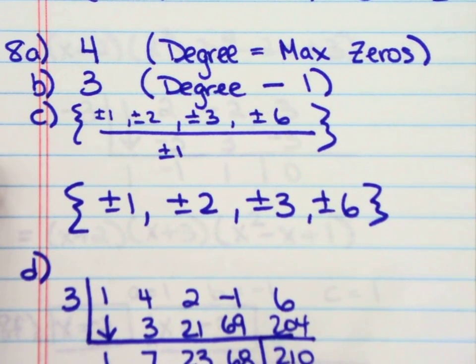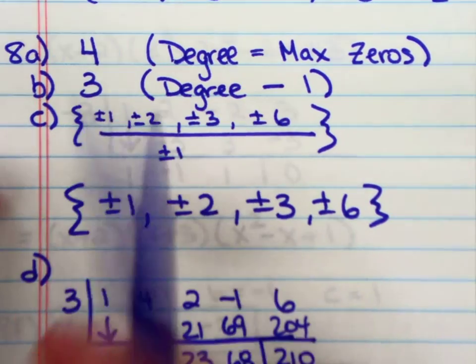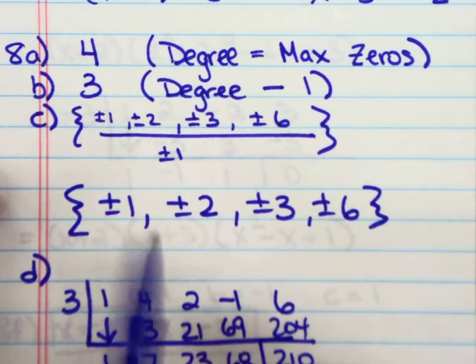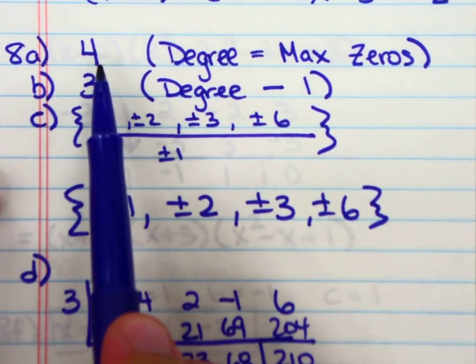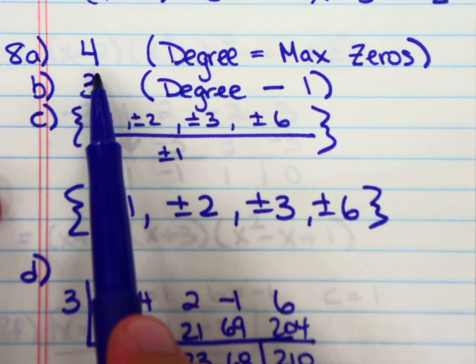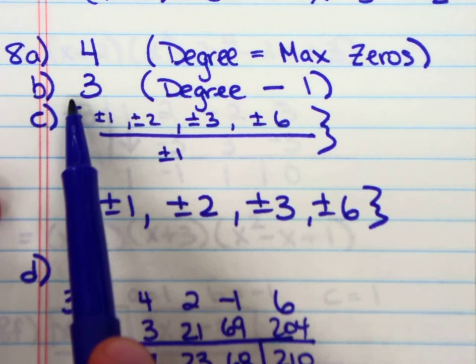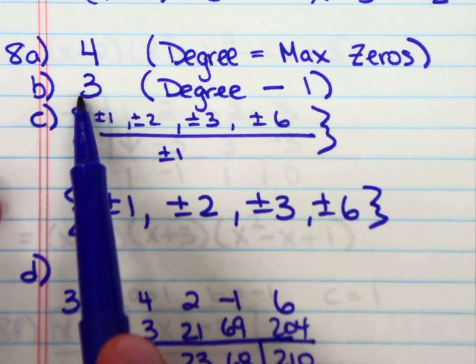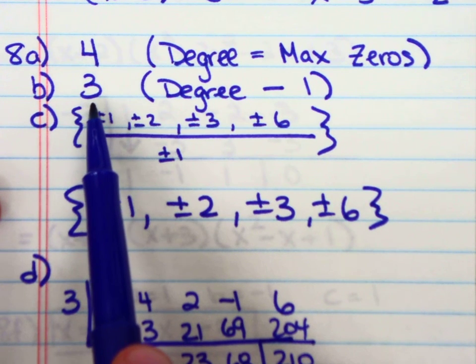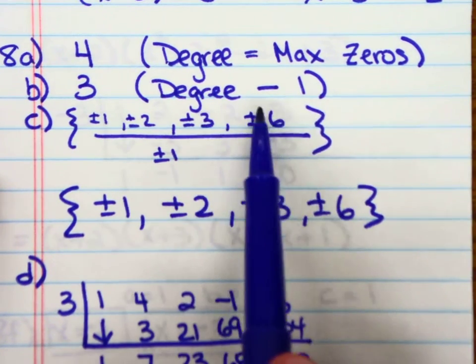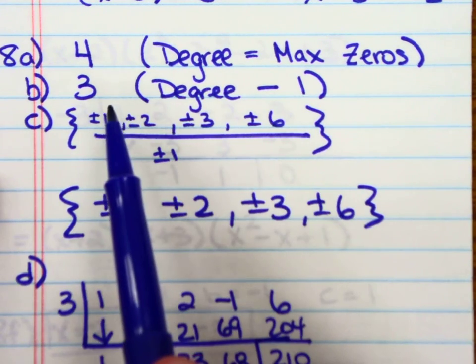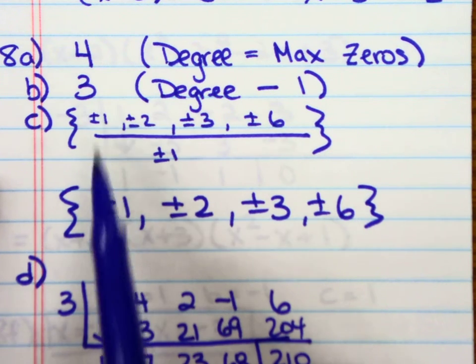Keep on moving. 8a. For 8a, it says what the maximum number of zeros. The maximum number of zeros is equal to the degree, and since this polynomial is of degree 4, there are 4 maximum zeros. For b, the maximum number of turning points that g of x could have. The maximum number of turning points is the degree minus 1. Since the degree is 4, there could be 3 turning points.